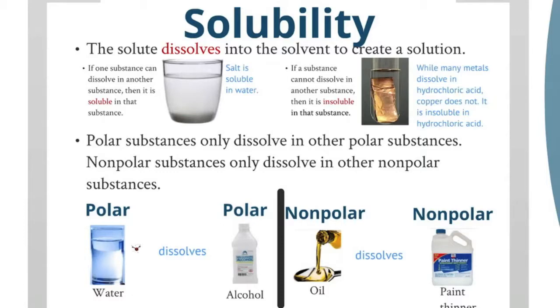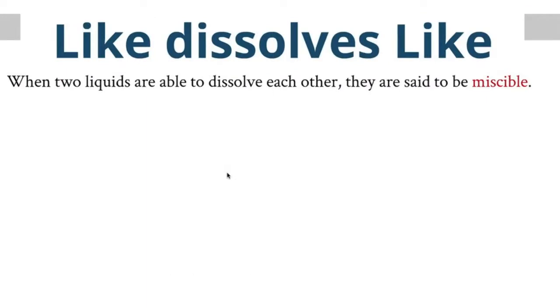So polar dissolves polar, nonpolar dissolves nonpolar. And a quick, easy way to remember that is the saying, like dissolves like. Polar dissolves polar, nonpolar dissolves nonpolar. Now, when two liquids are able to dissolve each other, they are said to be miscible.